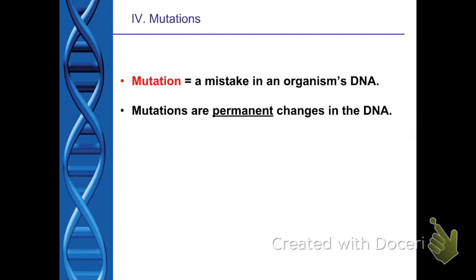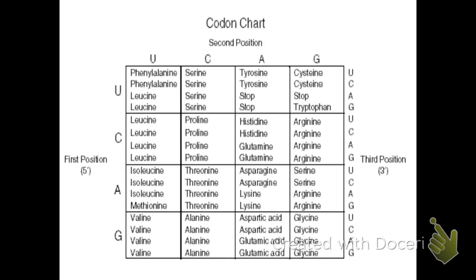If I go back and we look at the codon chart here, what you'll notice is that, for example, if I have CU, it doesn't matter what my third nucleotide is. If it's U, it's leucine. If it's C, it's leucine. If it's A, it's leucine. If it's G, it's leucine. So anything that is CU-something will always be leucine. If there's a mutation here, you still will get the same amino acid.